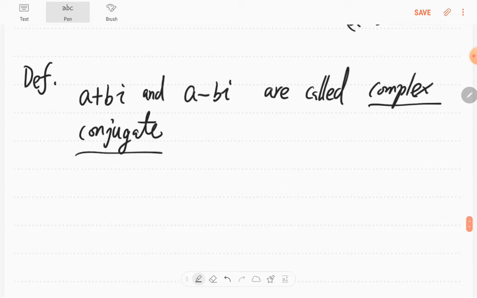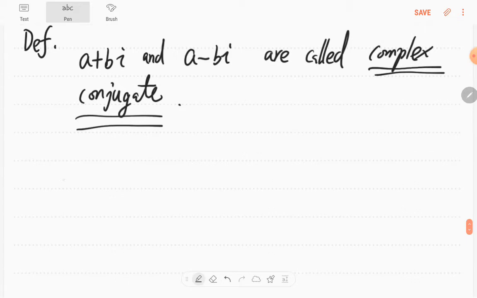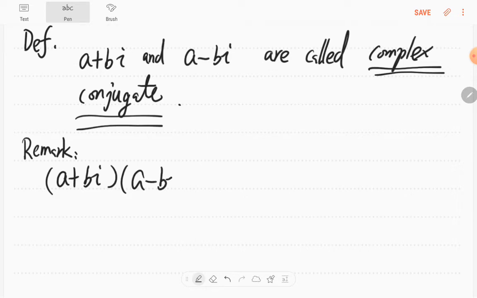Complex conjugate. Okay, why? These two numbers are very special. The reason is, if you multiply together a plus bi times a minus bi, let's look at this as a remark.